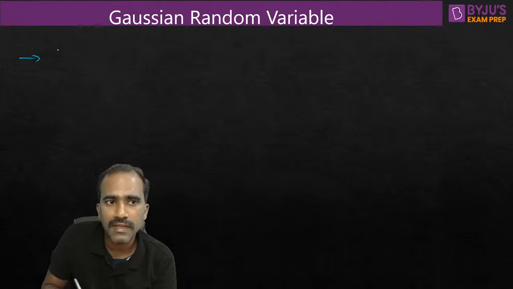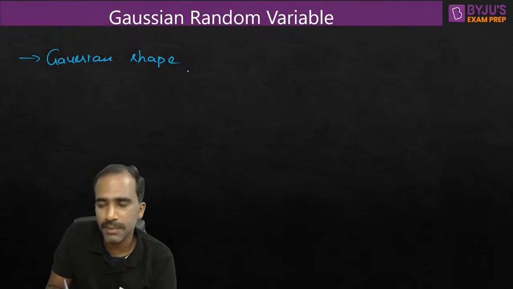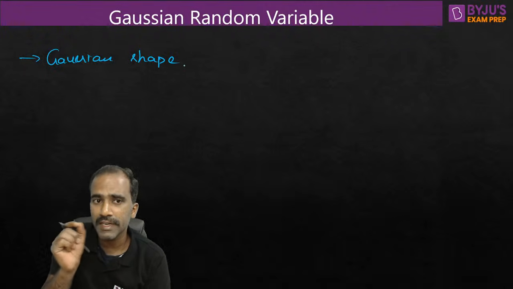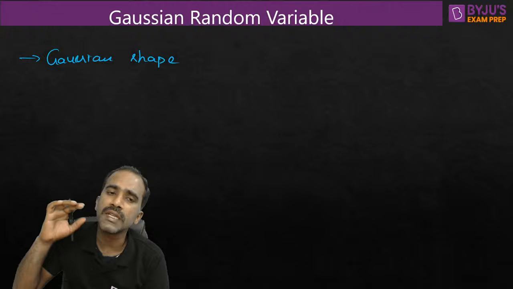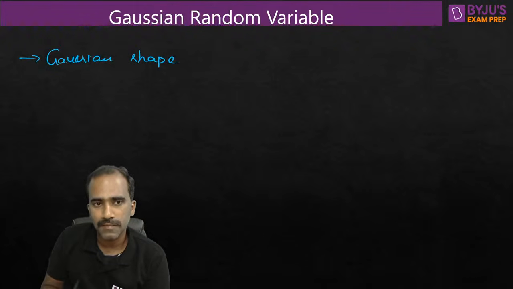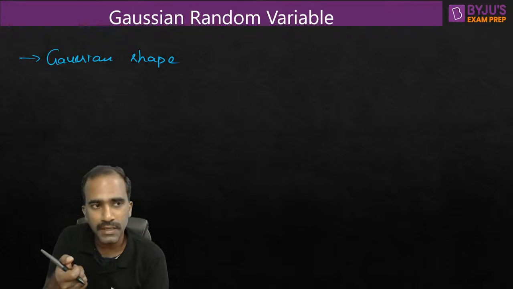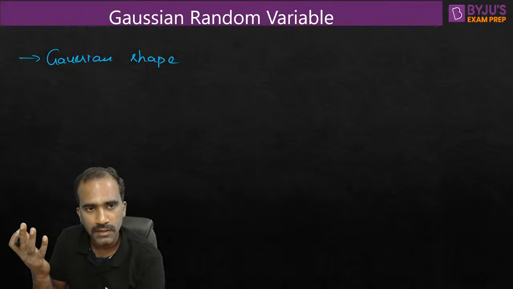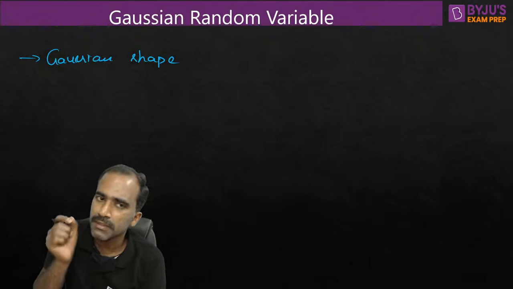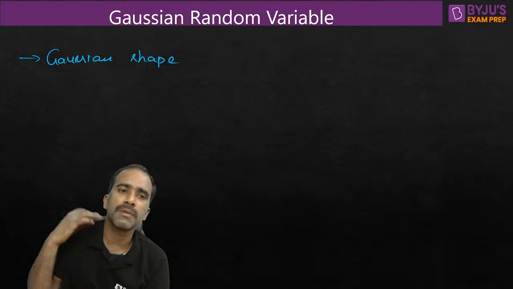When anybody says Gaussian shape, or when you see some equation, how do you figure out if it has a Gaussian shape or not? Gaussian shape need not represent only a PDF. It can represent any other thing. Gaussian can be the shape of some pulse. Gaussian can be the shape of some curve. It can be the shape of a PDF, but it can also be the shape of some other thing.